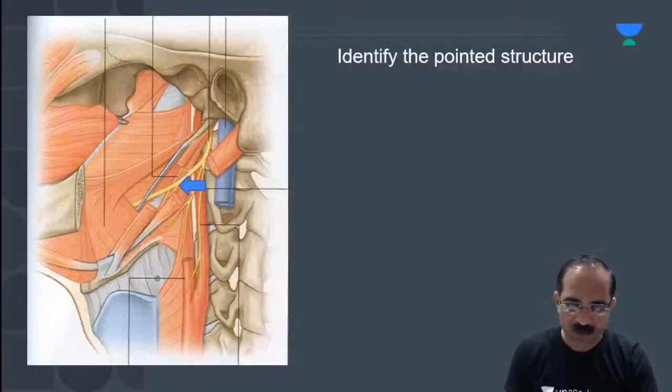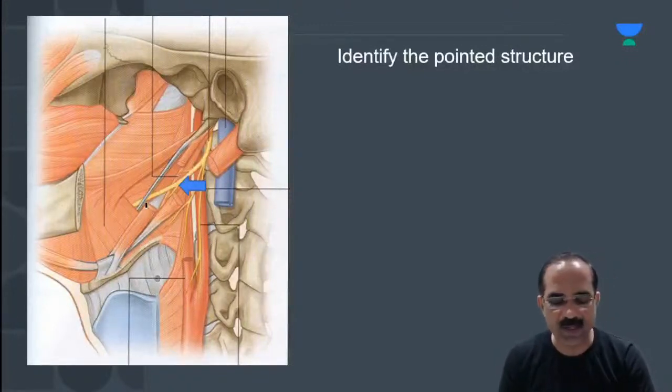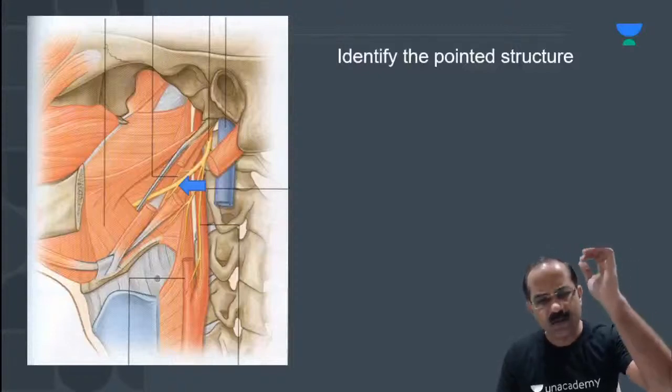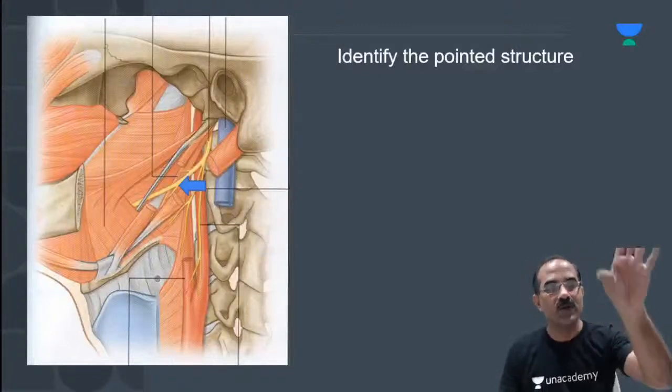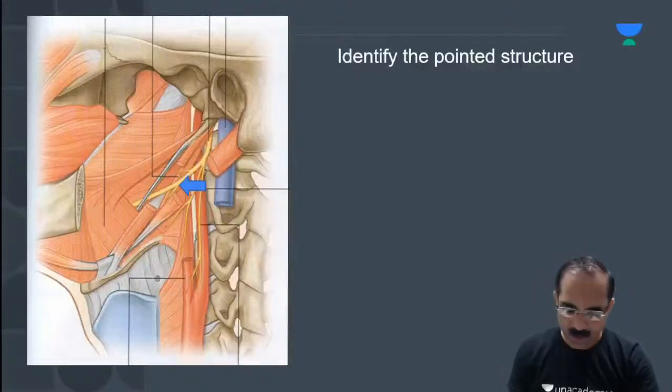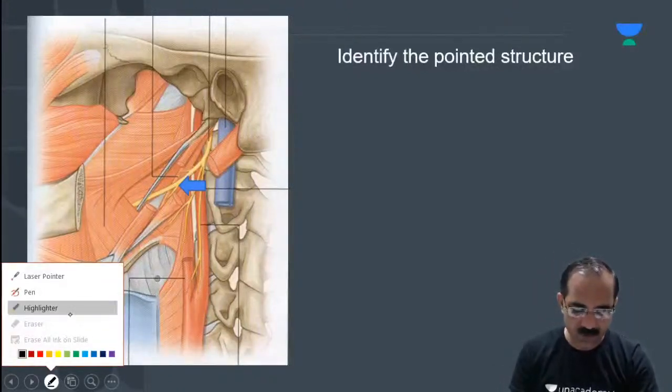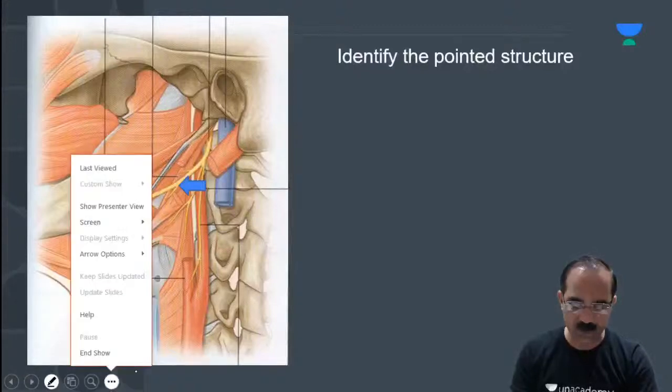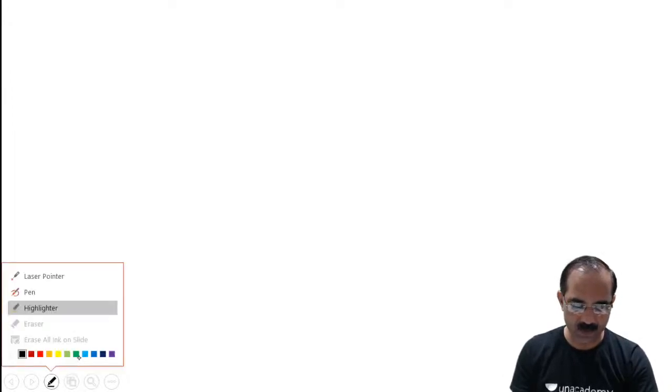Glossopharyngeal nerve. Very good. So this is the glossopharyngeal nerve. And look, there is only one muscle which the glossopharyngeal nerve is going to supply. Anyone? Which is that muscle? Can anyone say? There is only one muscle. And the name of the muscle is Stylopharyngeus. Perfect. Very good.